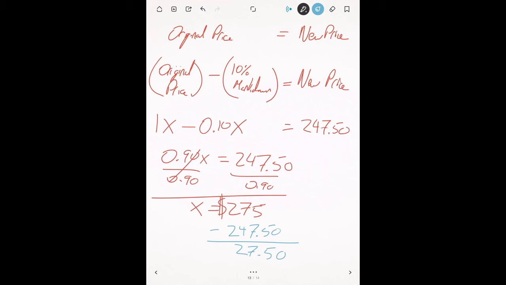But wait a minute, I also spent an additional $20. So let's see, if I spent an additional $20, I really just saved $7.50. And hey, what do you know? That's a savings, right? All right, it's not that much, but it's still a savings. So was it worth it to buy the membership? I think so.